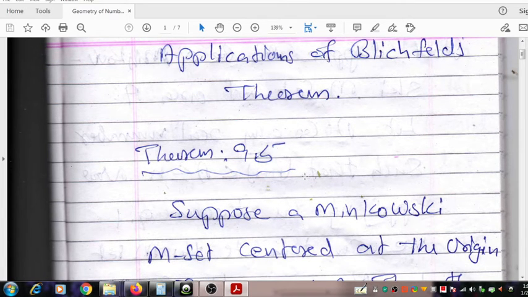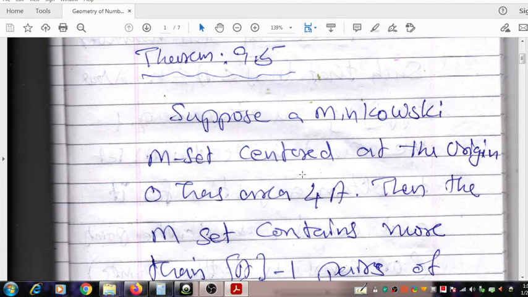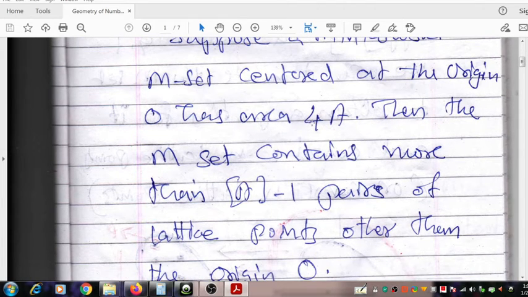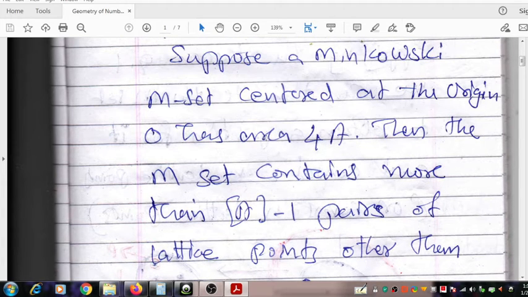the book written by C.D. Olds. The statement of the theorem is: suppose a Minkowski M set centered at the origin, which is named O, has area 4 times A. 4 times A is the area of the M set.